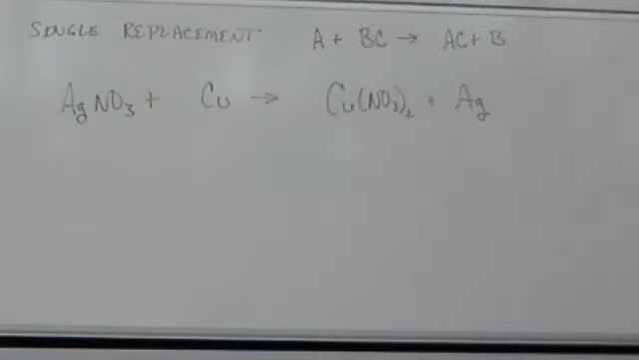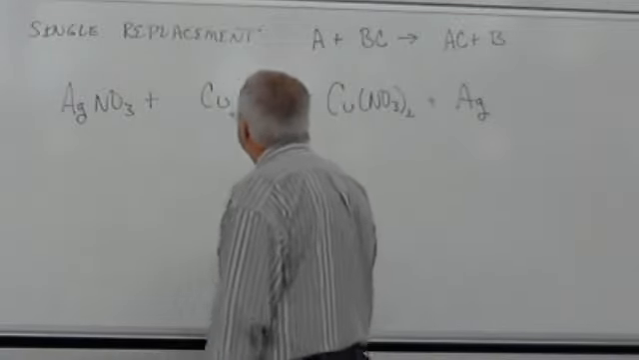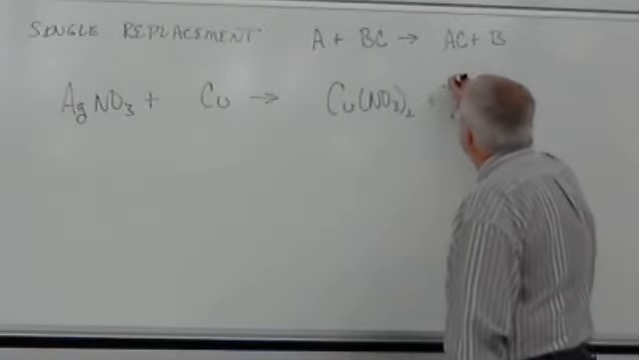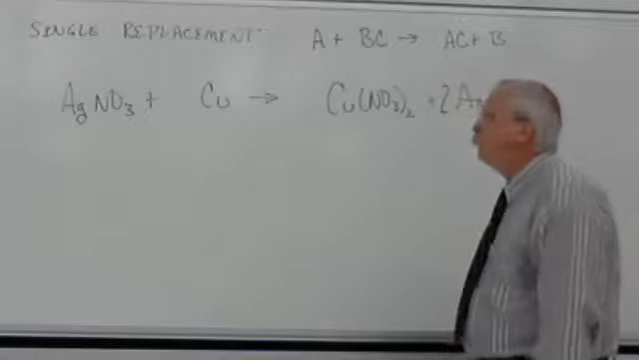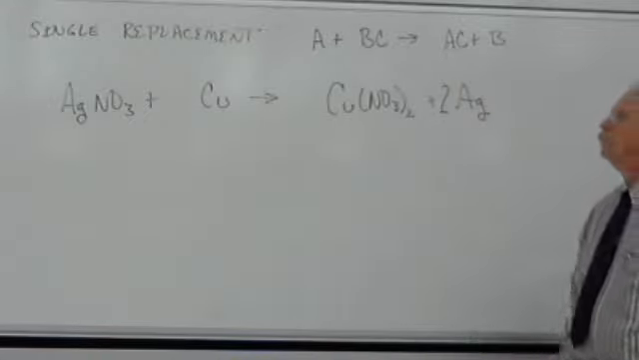So we've got the format down. We've got the correct formulas for our reactants and products. Are we balanced? What can we do? Put a 2 in front of it. Ag. And then here? In front of it.